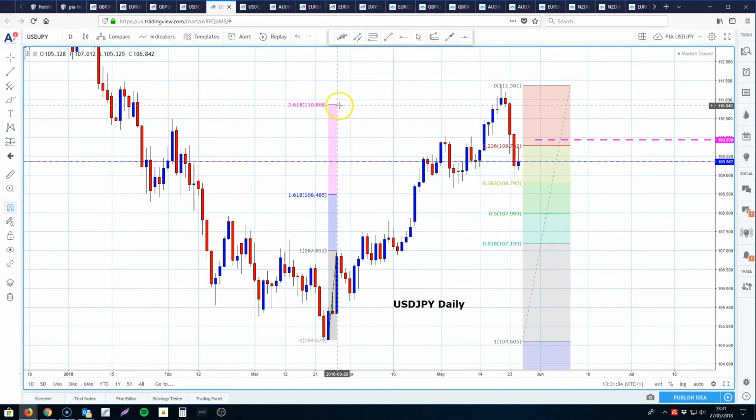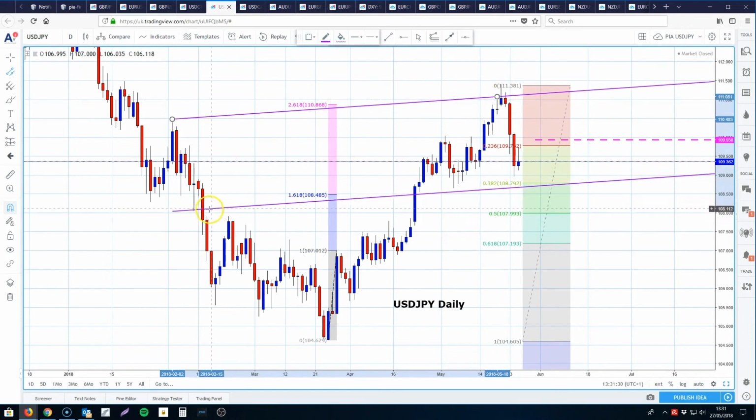Now, here on the daily chart, 261.8% extension level, 110.87. We spiked through that. We've since seen a move lower, and the reason that I've highlighted this level here is because this is now our bespoke resistance at 109.90. It's also a previous swing high, and I'm just going to put a channel on here to also highlight sort of scope for downside corrections. So to the downside as well, we've actually got some support.